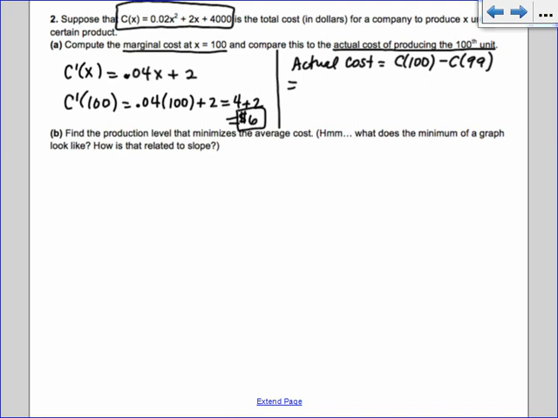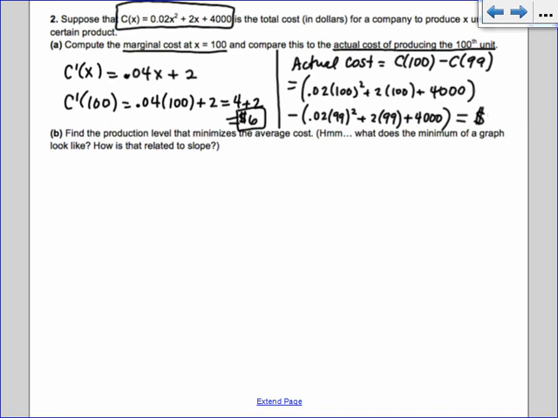Okay, now this is not so fun because you do 0.02 times 100 squared plus 2 times 100 plus 4,000, right? That finds the cost of producing the first 100 items. And then you subtract out the cost of producing 99 items. Right, and you can do this. You can put it all in your calculator. You can even use your table to help you. Right, what it ends up being, because I did it in the other classes, it's 598. Should those be close to each other? They actually should, yeah. They should be very, very close.